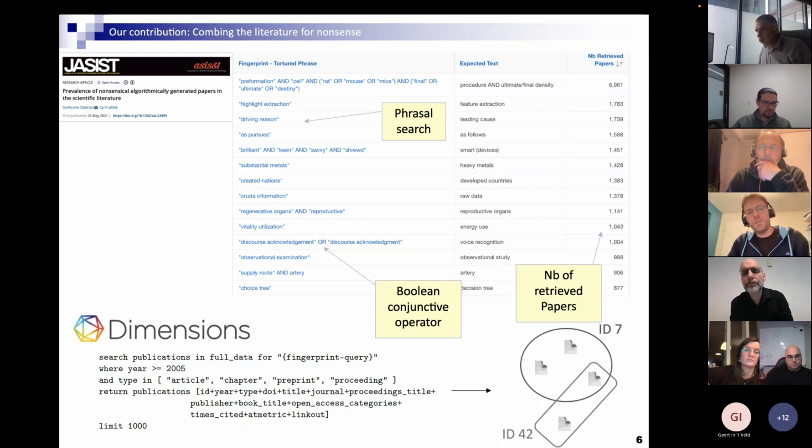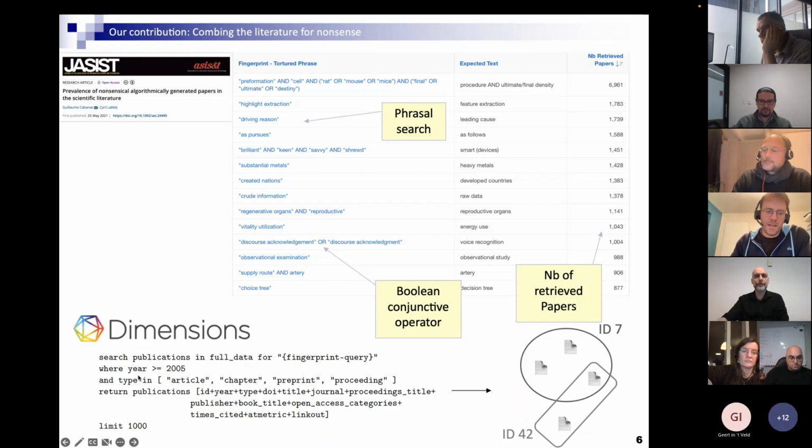Basically what we do is, we are not able to analyze, parse, and index the entire literature, more than 120 million papers. So we let Dimensions do that. That's a company that indexes the literature and allows researchers or customers to use their search engine and their API to query this big corpus.